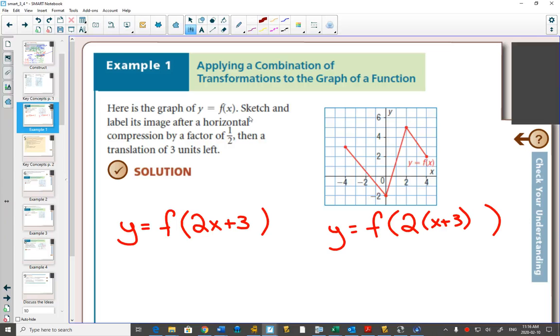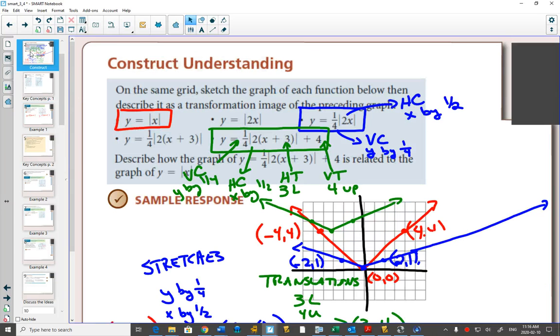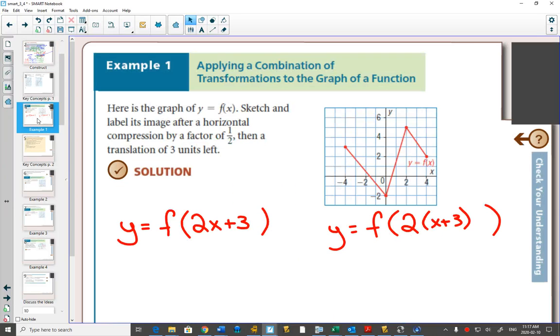Does it matter? Yes, because if you distributed this one, you would get 2x plus 6. So they're different. One of them is right. One of them is wrong. Okay? Now, if we go back to what we did, our first example, and check the first example, we went 3 to the left. How was it written? Was it written with the x plus 3 in brackets or not? It was written with the x plus 3 in brackets already. So in this one here, this is the one that is correct, and this form is wrong.